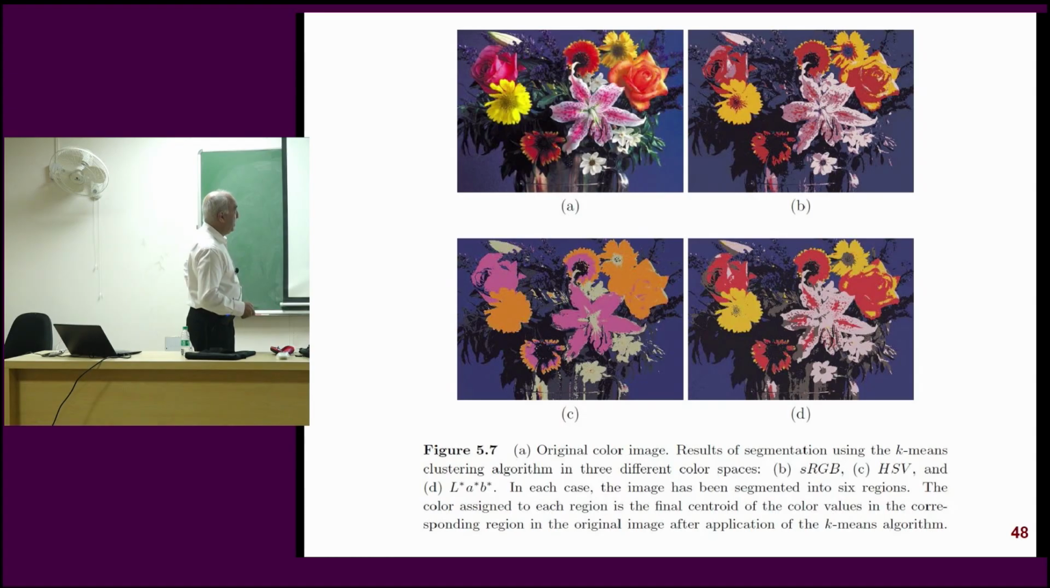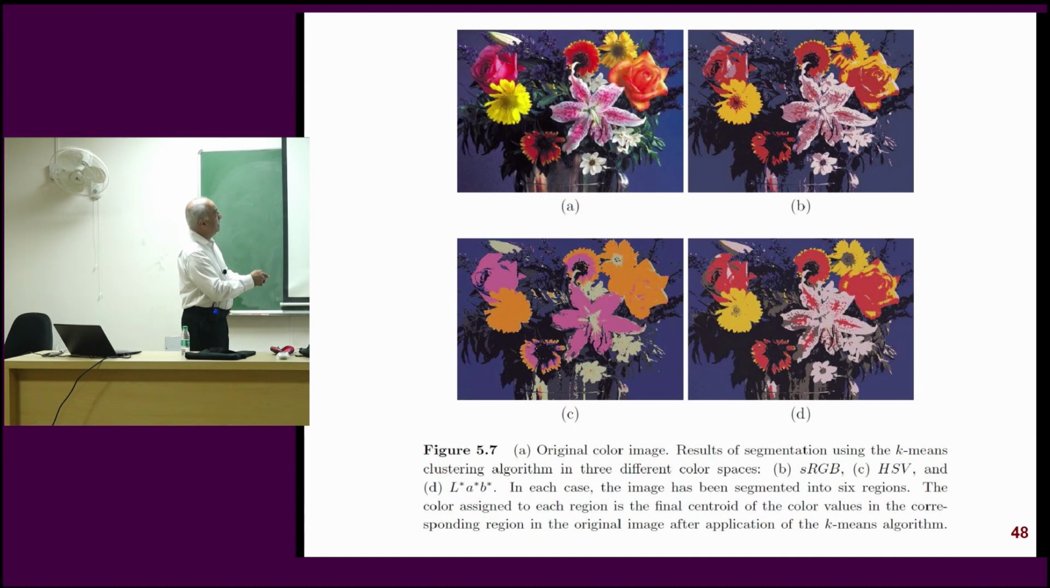The image has been segmented into 6 regions, and the color assigned to each region is the final centroid of the color values in the corresponding region in the original image after application of K-means. I found it very difficult to understand or interpret these images in many papers. They may not describe what this final color is. So this color means that the flower has been segmented, and that is the average color of that population of pixels. There is some black there, and it's pure yellow there, but there is some other color too. So when you average, that's what you get.